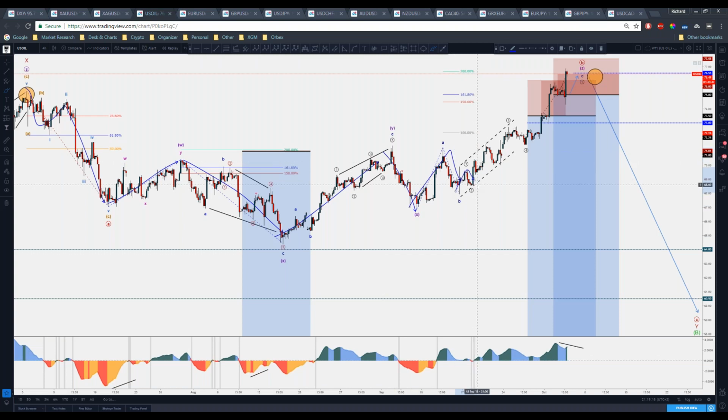1, 2, 3, 4, and the extension in the fifth wave, right? You have 1, 2, 1, 2, 3, 4, 5. Then this is 3, 4. This would be the end of the last fifth wave, but also the C wave.